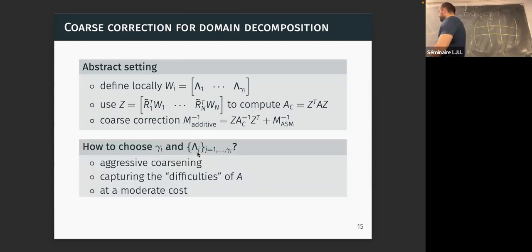So the million dollar question is how to choose the number of vectors that we want to have on each subdomain, and how to choose those columns, what to put inside W_i. It's still an open question, of course. In practice, we want to be able to define a preconditioner where the A_C operator is the smallest possible. To have the smallest A_C possible means that we want a really aggressive coarsening. And we also want a preconditioner able to capture the difficulties of the operator A at a moderate cost if possible.